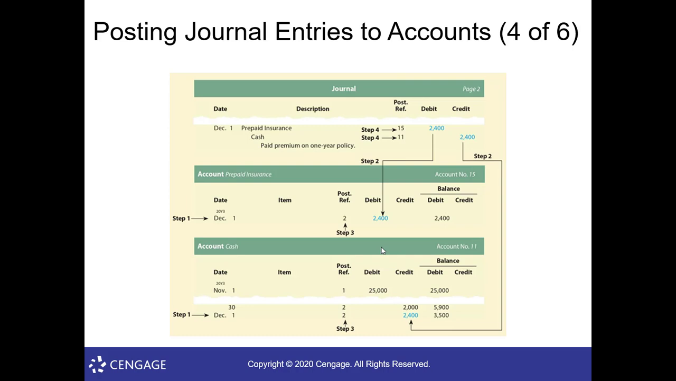So here's the journal where we paid for the 1-year insurance policy, and you can see we put that down into prepaid, into the debit column, and then over in the right 2 columns we total that up to $2,400. Down in the cash account, at the end of November we had $5,900 in cash. We then wrote the check for $2,400 for the insurance policy, bringing our account balance down to $3,500.